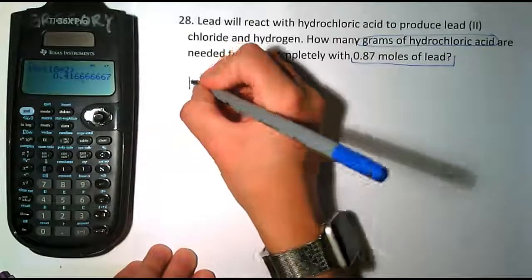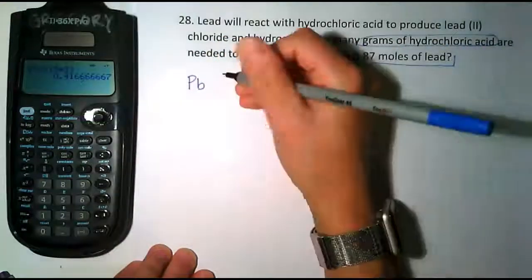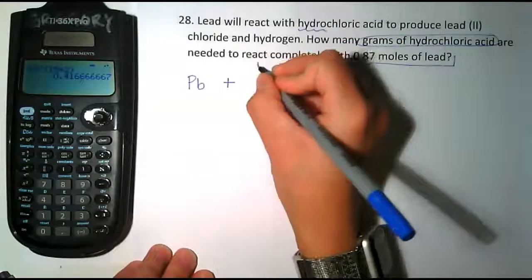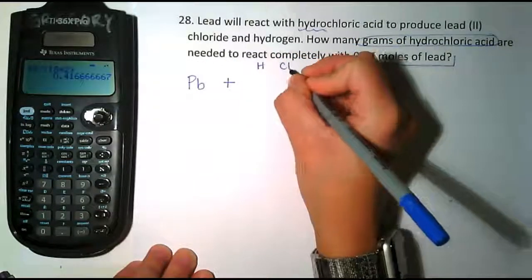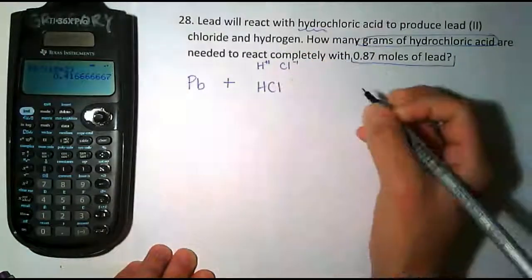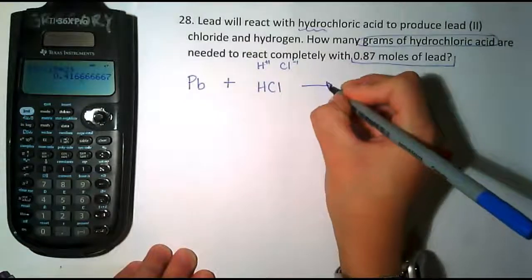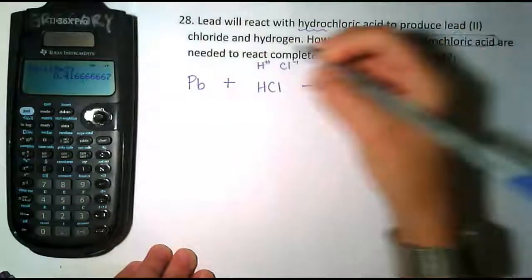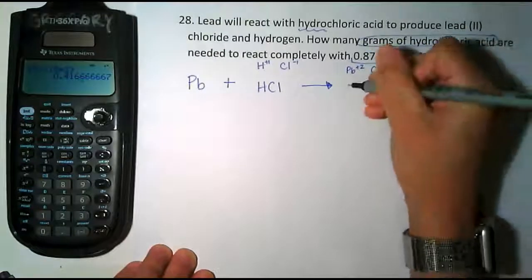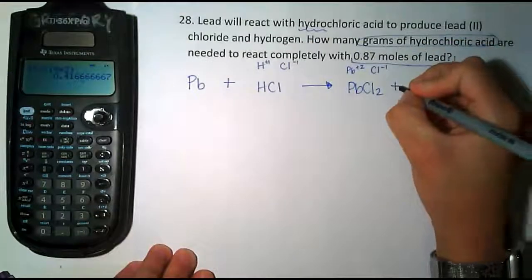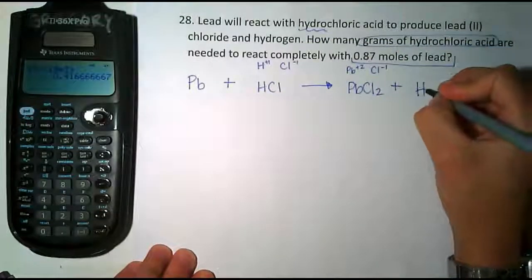So lead, Pb, will react with hydrochloric acid. Hydrochloric, that means that it's a hydrogen bonded to just a chlorine atom. So +1, -1, so we get HCl, to produce lead 2 chloride, so Pb with a +2 charge, and chlorine, which has a -1 charge, so PbCl2, and hydrogen. And we know hydrogen is diatomic, so it's going to be H2.